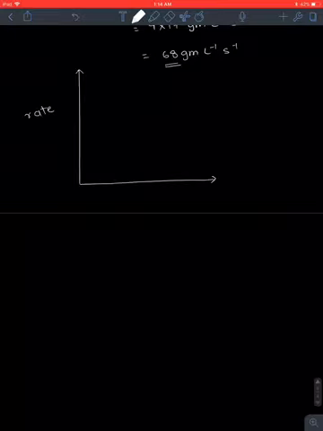Calculating the rate for the forward reaction, that will become rate of forward reaction. If I'm calculating the rate for backward reaction, that will become rate of backward reaction. Now let us suppose we're having a graph like this. On this side you're having rate, on this side you're having time.